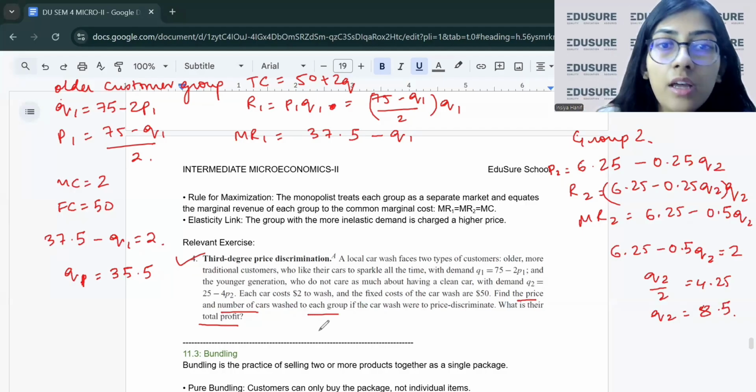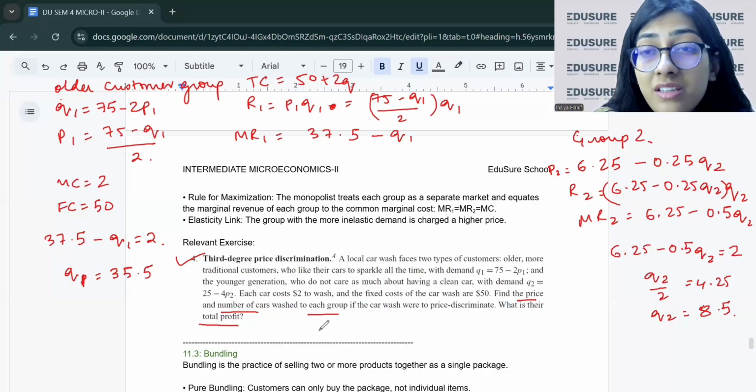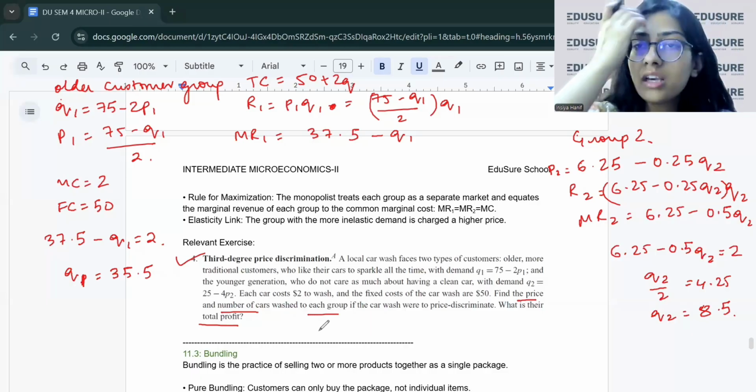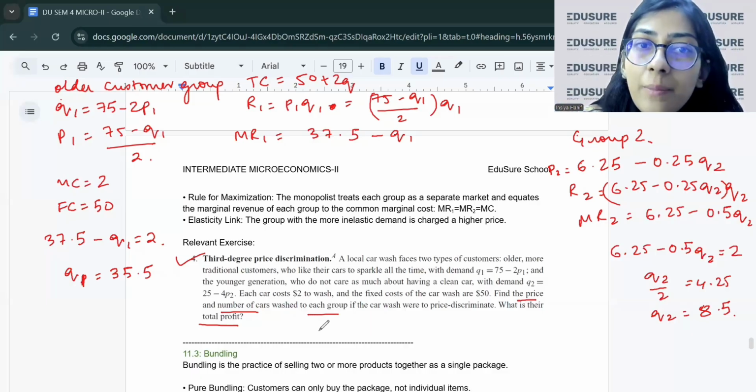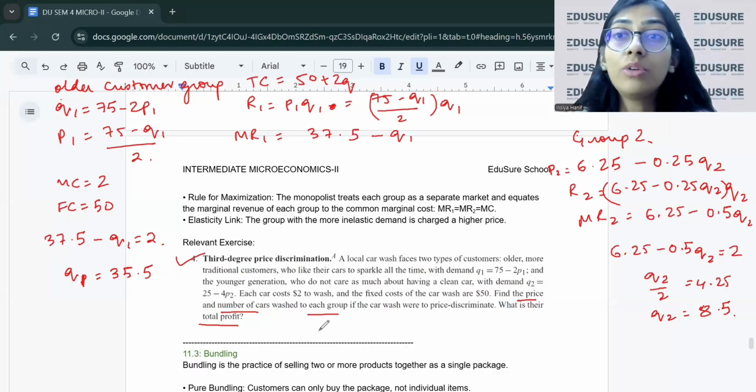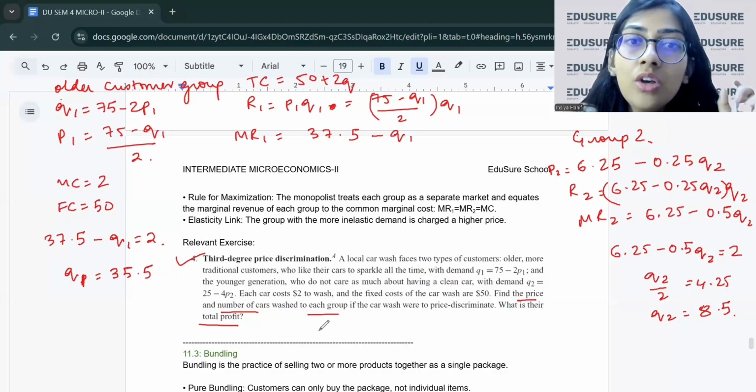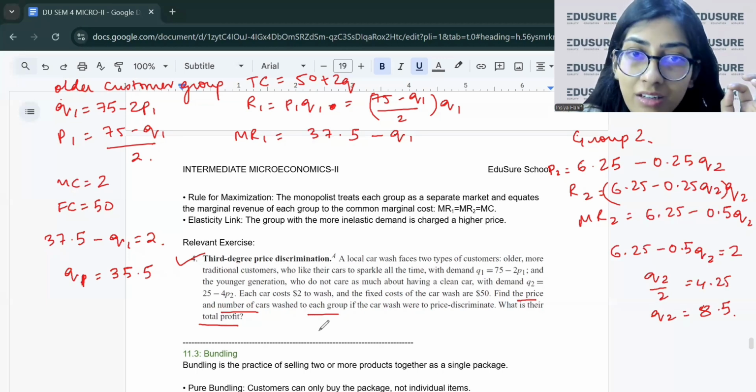Right? Now, here basically we have to calculate the number of cars, and cars can't be decimals, they have to be integers. But here let's keep it exact. You can't round 35.5 up to 36, because then if there are not 36 cars, you have to always round it down. But here I am keeping it exact.